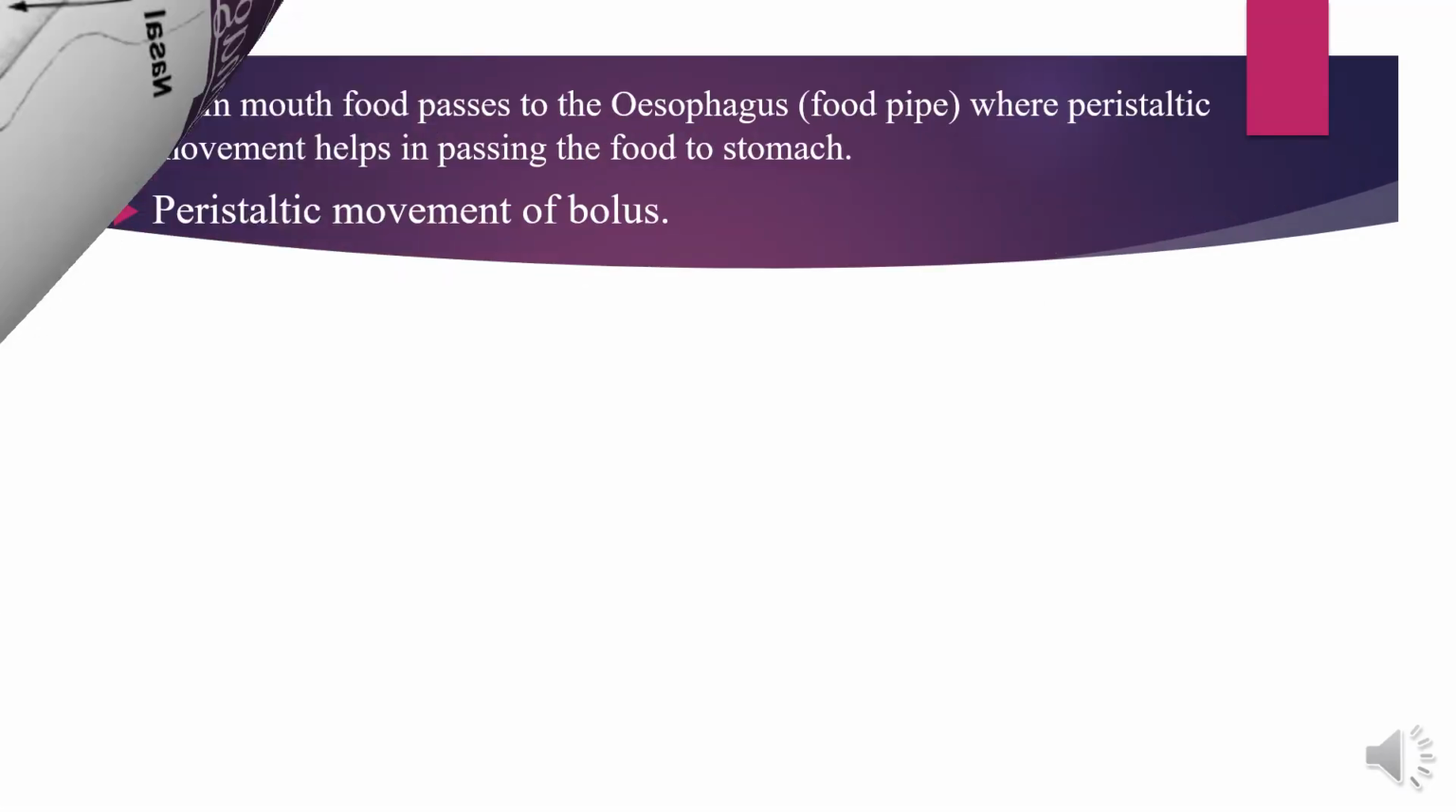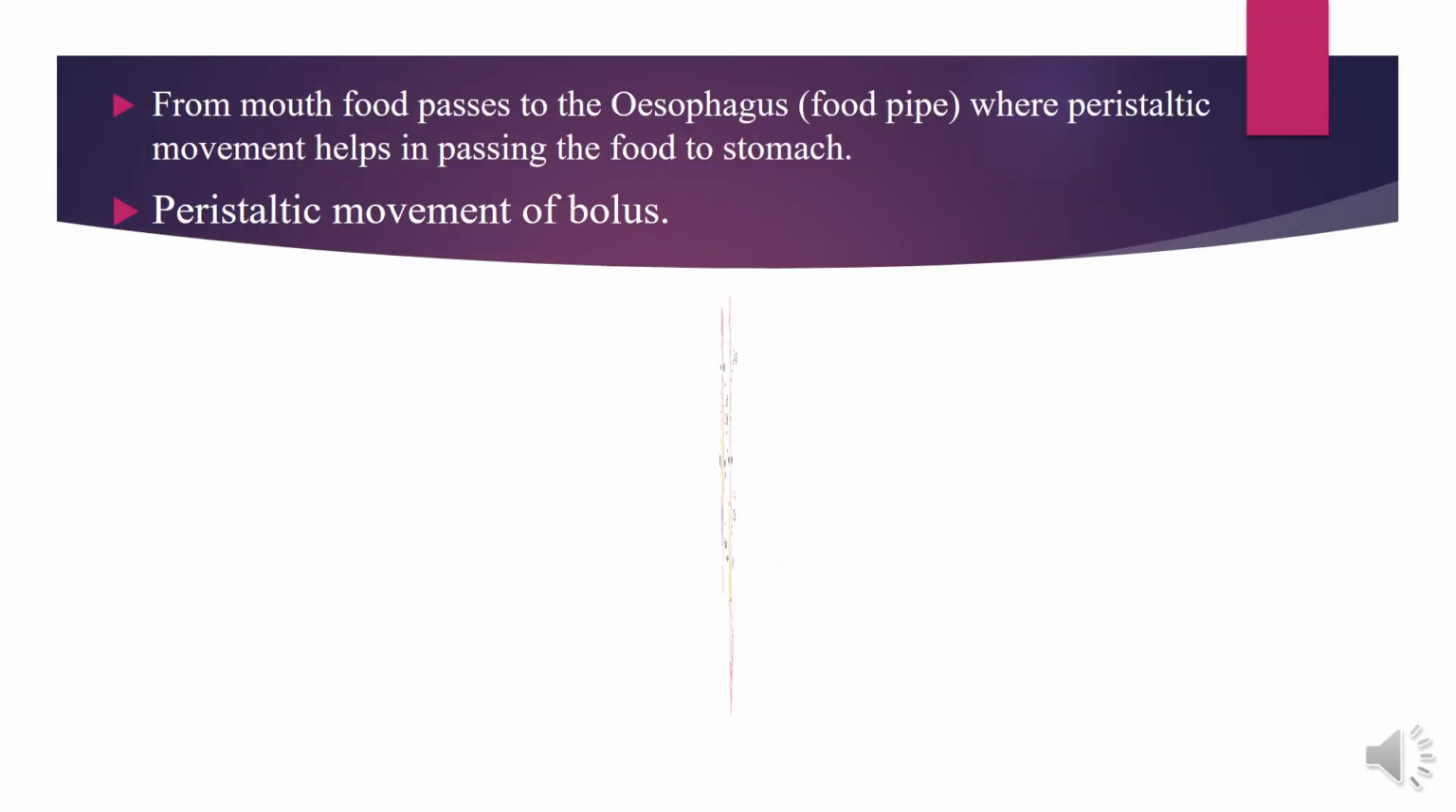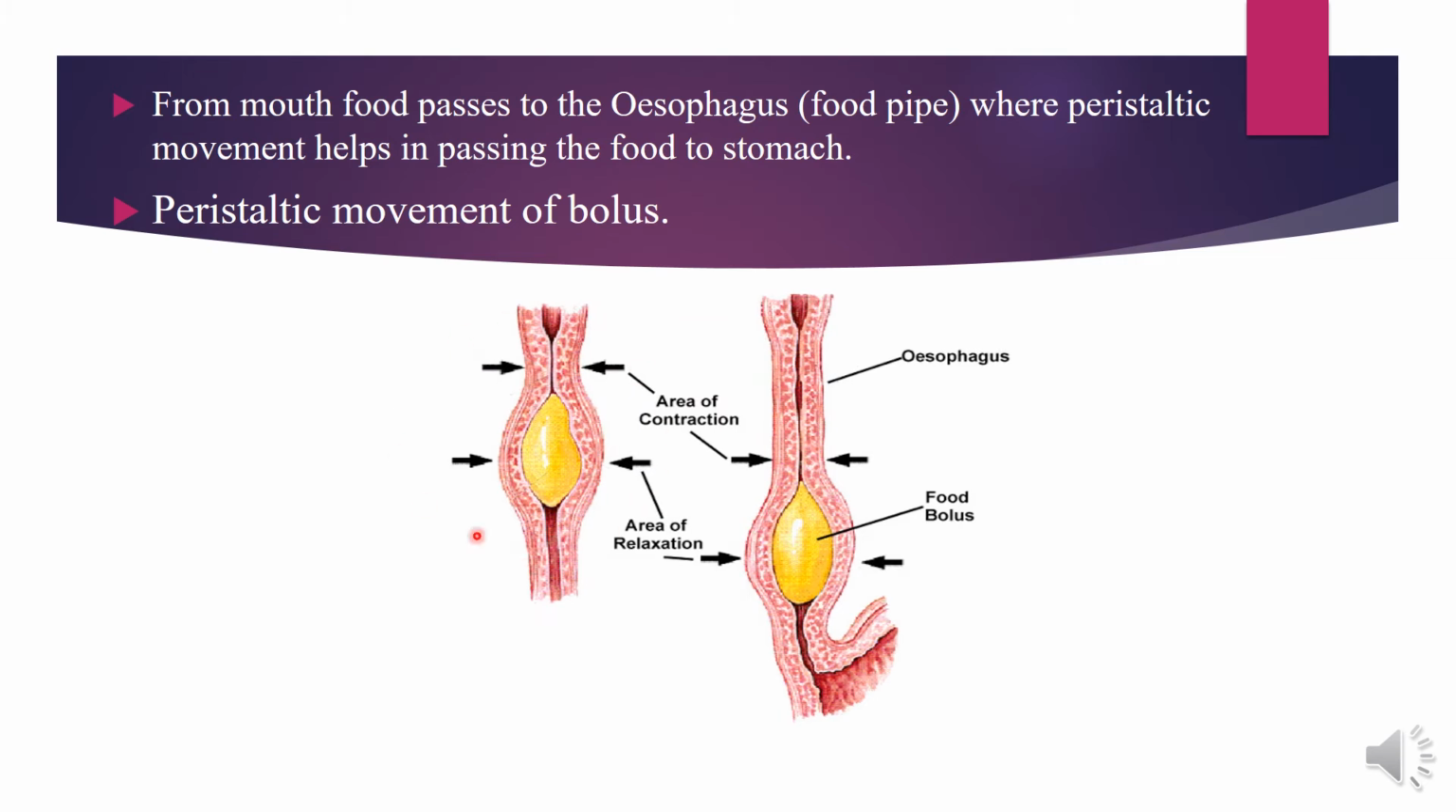See, students, this is the food pipe which we have, also called the esophagus. In the esophagus we have peristaltic movement. What is peristalsis? Before that, we will discuss what the esophagus actually is and how its muscles contract and relax so that the bolus enters the stomach from the esophagus.